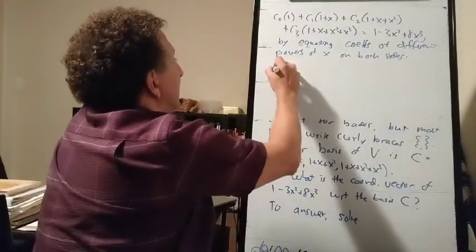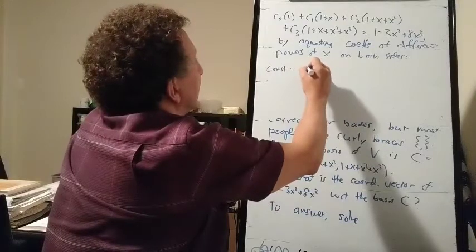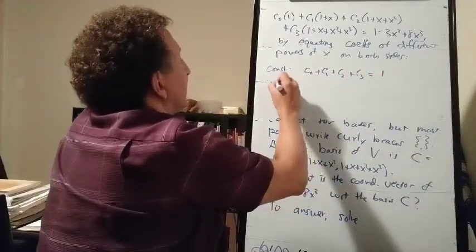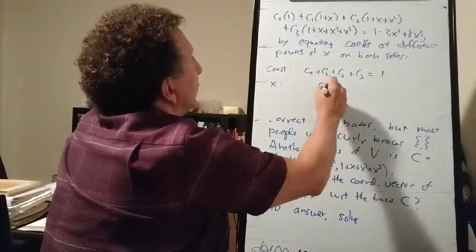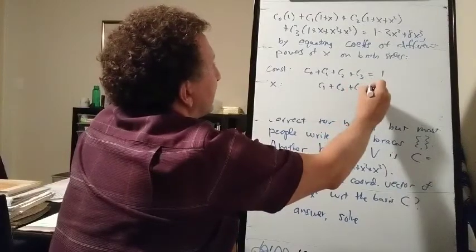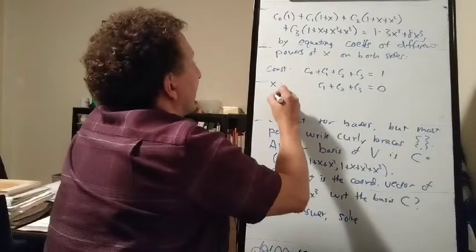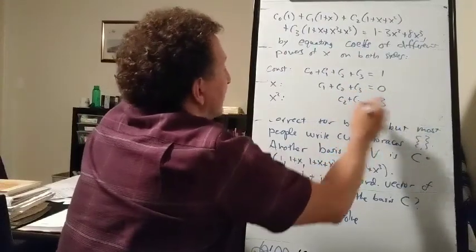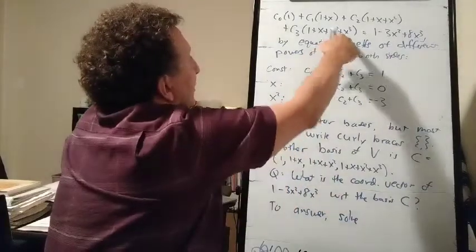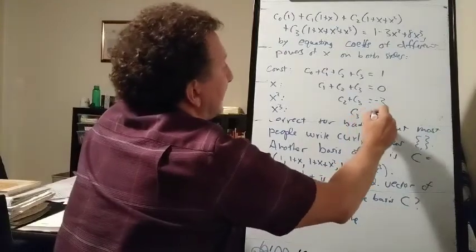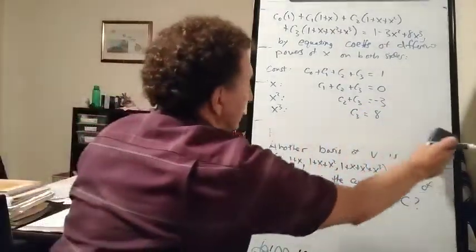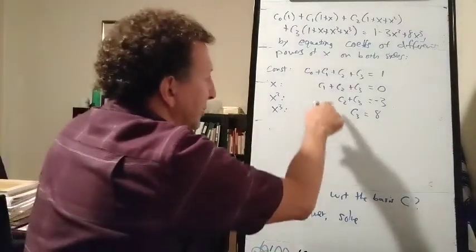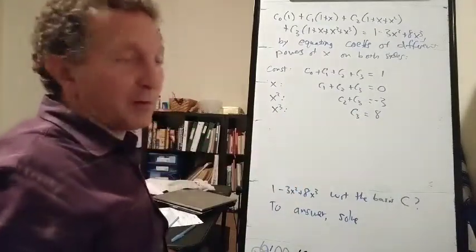So the constant term says that c0 plus c1 plus c2 plus c3 on the left equals 1 on the right. And then the coefficient of x is c1 plus c2 plus c3 on the left, equals 0 because there's no x on the right. And then the coefficient of x squared on the left is c2 plus c3, and on the right, it's negative 3. And then the coefficient of x cubed on the left, there's only an x cubed here, so c3 equals 8. Now this is a triangular system, so we can solve one variable at a time, and each preceding equation just gives us one more variable, so this is pretty easy to solve.